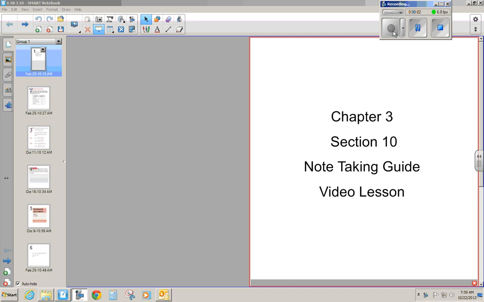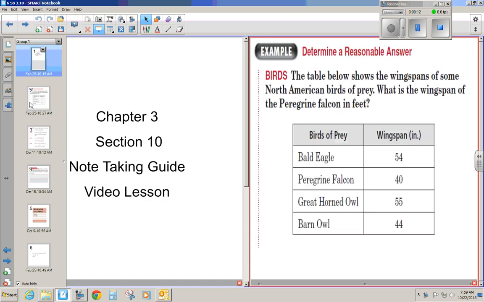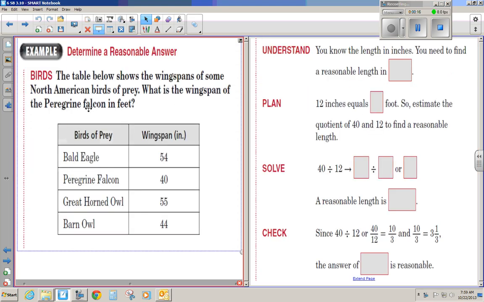Welcome back, Math 6, to Chapter 3, Section 10, Problem-Solving Investigation, where the main idea is determine reasonable answers to solve problems. So let's start. Determine a reasonable answer. The table below shows the wingspan of some North American birds of prey. What is the wingspan of the peregrine falcon in feet?